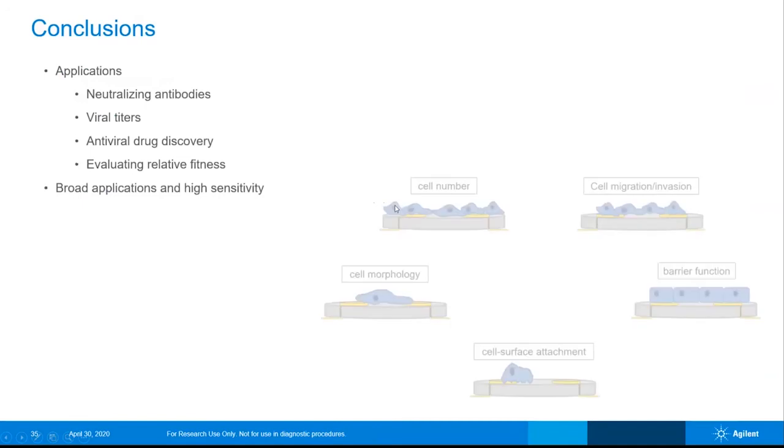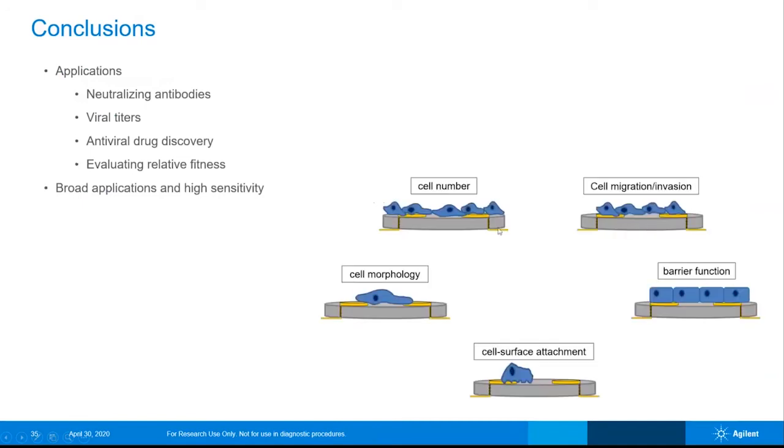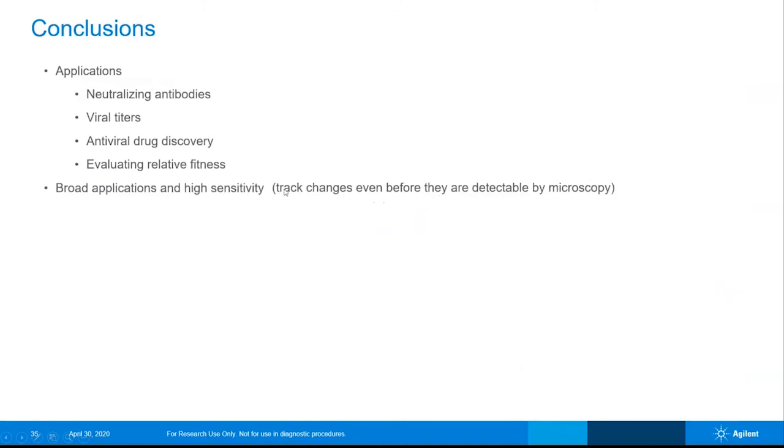And these attributes are related to the fact that we are simultaneously monitoring changes in cell number, cell morphology, cell substrate attachment strength, and when relevant, barrier function. It's worth pointing out once again that impedance is capable of tracking changes that are caused by the virus even before those changes are detectable by microscopy. We've seen that over and over again, not just in virology assays, but in diverse impedance assays.